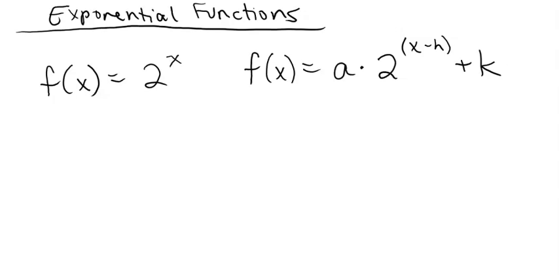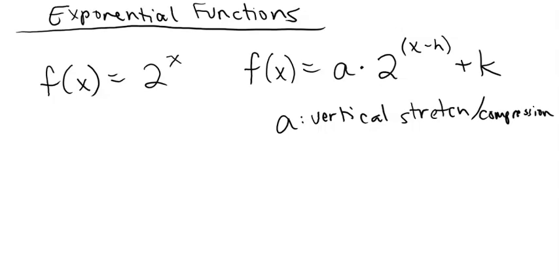And after some exploration looking at graphs, we noticed that a and h and k do the same thing for exponential graphs that they did for absolute value graphs. We noticed that the value of a made it a vertical shrink or a stretch. Sometimes instead of shrink, we say compression. So I'm going to say vertical stretch or compression, depending on its value. We know that if the absolute value of a is between 0 and 1, it's going to be a compression. And if the absolute value of a is greater than 1, it's going to be a vertical stretch.